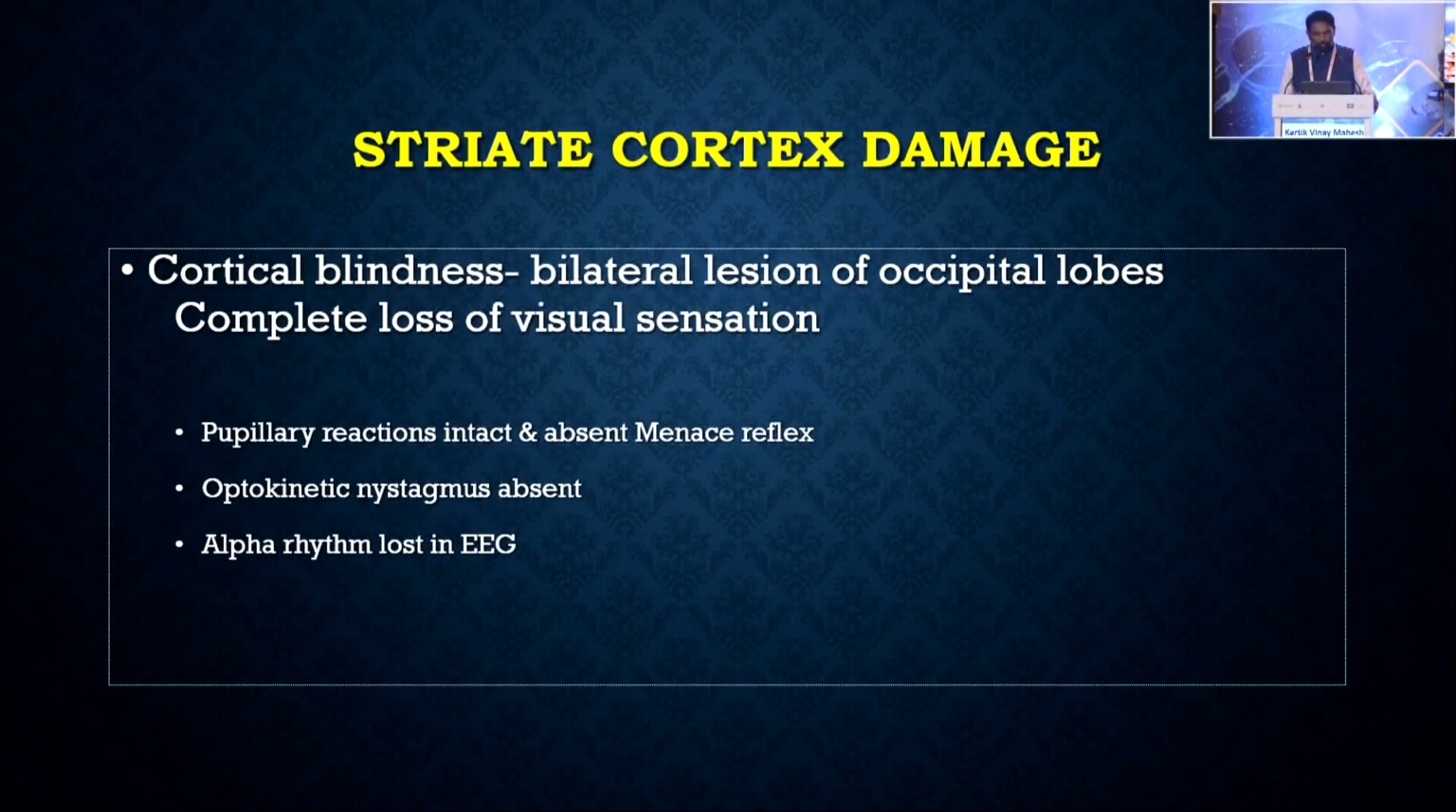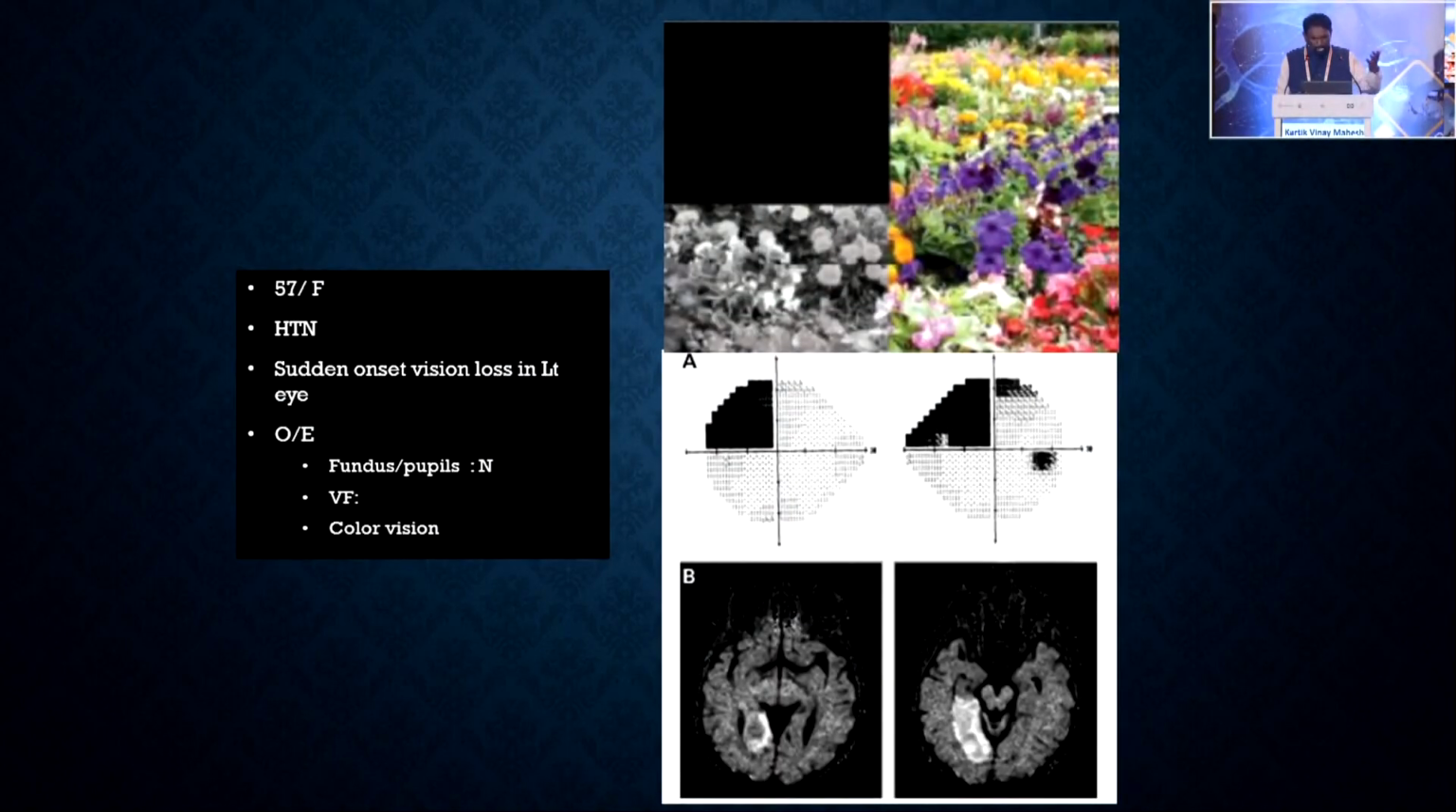So since the time is short, I'll be going through cortical vision loss. We will have intact pupillary reactions. Optic reflexes will be lost. This is a classical PCA territory infarct. A patient will come to you presenting with vision loss in the left eye.